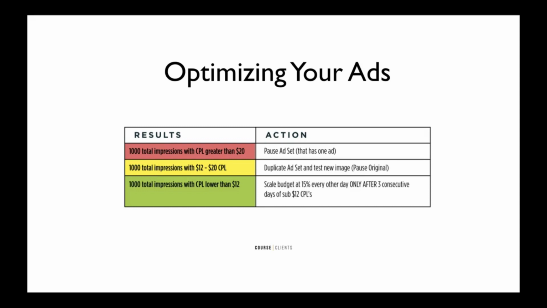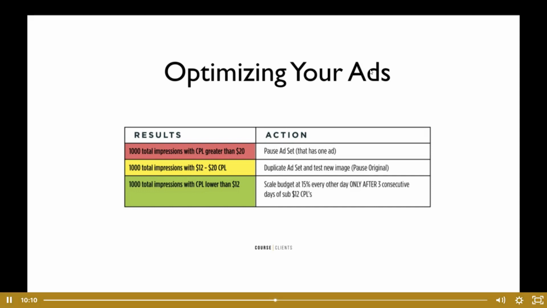But given that, one thing that I'm looking for is a CPL of about $15. And so we use this kind of red, yellow, green diagram here, where anything with a CPL right out of the gate, after 1,000 impressions, of $20 or more, let's just pause that ad or pause that ad set altogether. There's just too much work that needs to be done. I mean, you could try tweaking things or whatnot, but that should tell you that things are not working optimally for that ad set.